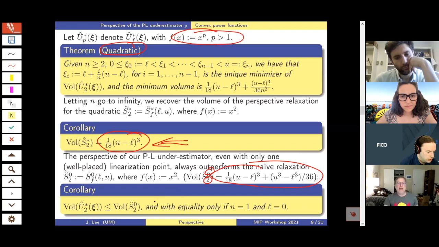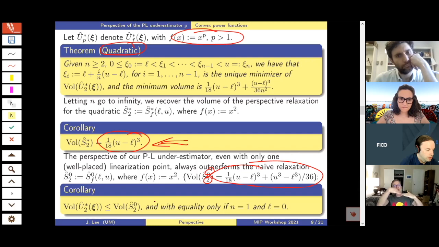And what you can see then is if you pick even one well-spaced breakpoint and then perspectivize, that's stronger than doing the naive relaxation. So you don't need a lot of breakpoints to beat the naive relaxation. Even one well-placed one and then perspectivizing it. Now that's weaker than just perspectivizing the original function without doing the piecewise linearization, but perspectivizing that function gets you into conic programming. And if you do one breakpoint and linearize, you don't get forced into conic programming, and you can still do rather well. So that's the point of this.